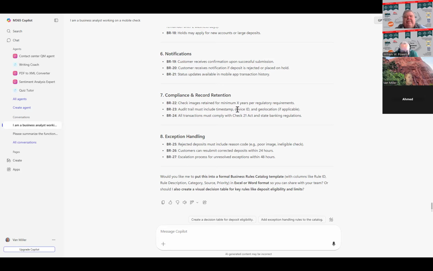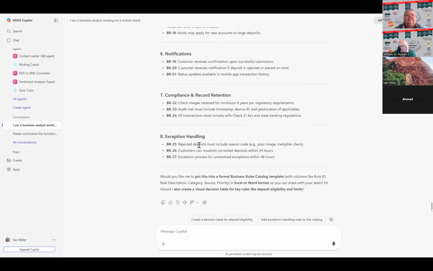Audit trail includes a timestamp, etc., and geolocation. Yeah, I remember something about geolocation being in the case study. Oh, this is interesting: comply with Check 21 Act and state banking regulations. I don't know what that is, but we would want to look into that if we were building this application. I never heard of Check 21. We better look that up. Might be a U.S. federal check deposit act.